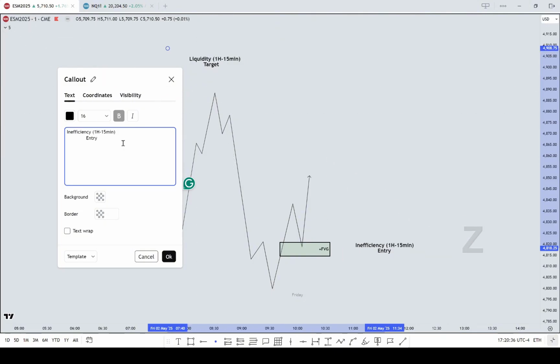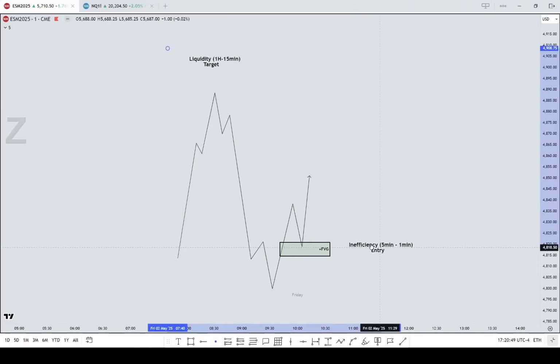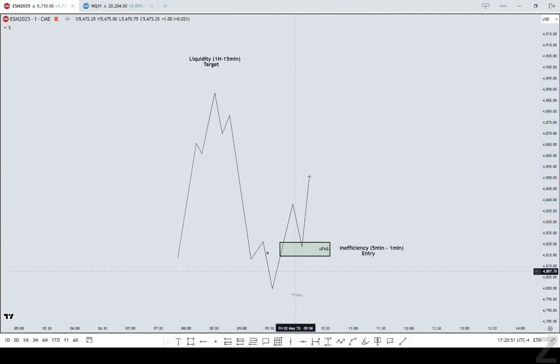But the majority of the people, and this is why I teach it this way, are going to spend more time on the 5 minutes and lower, right? So this is why I recommend looking for a fair value gap or an entry on the 5 minutes and 1 minute. This is where you wanna look for your inefficiency or your fair value gap to form.